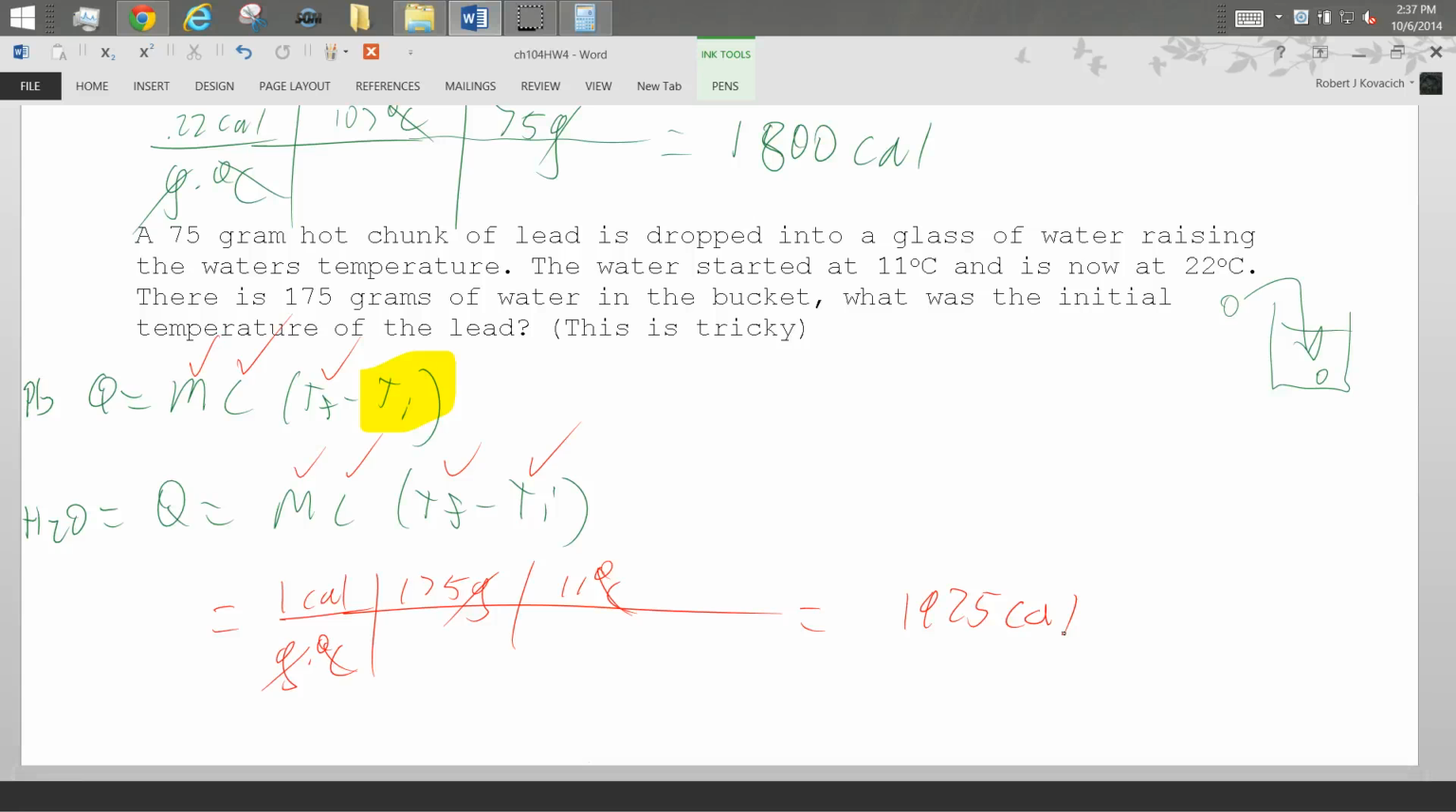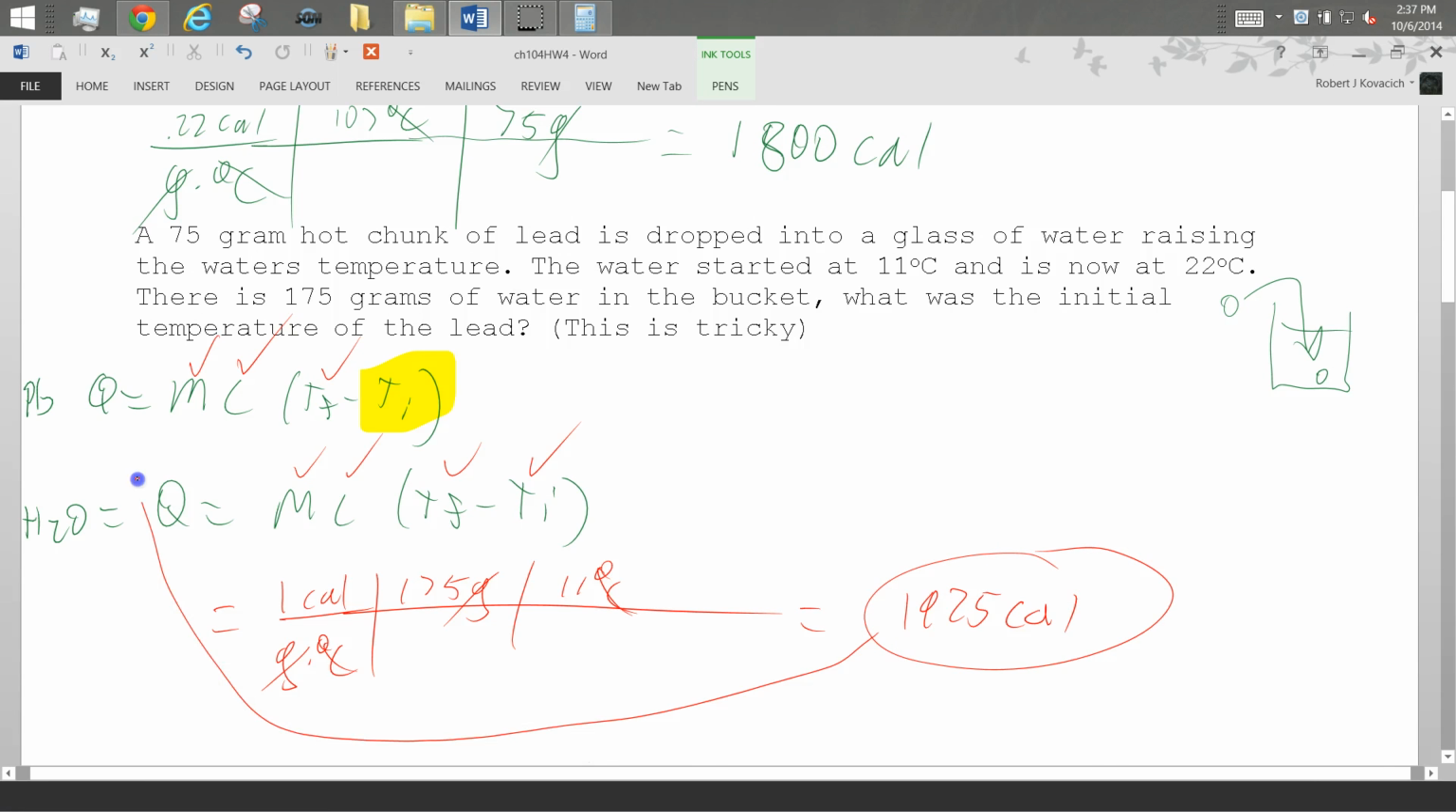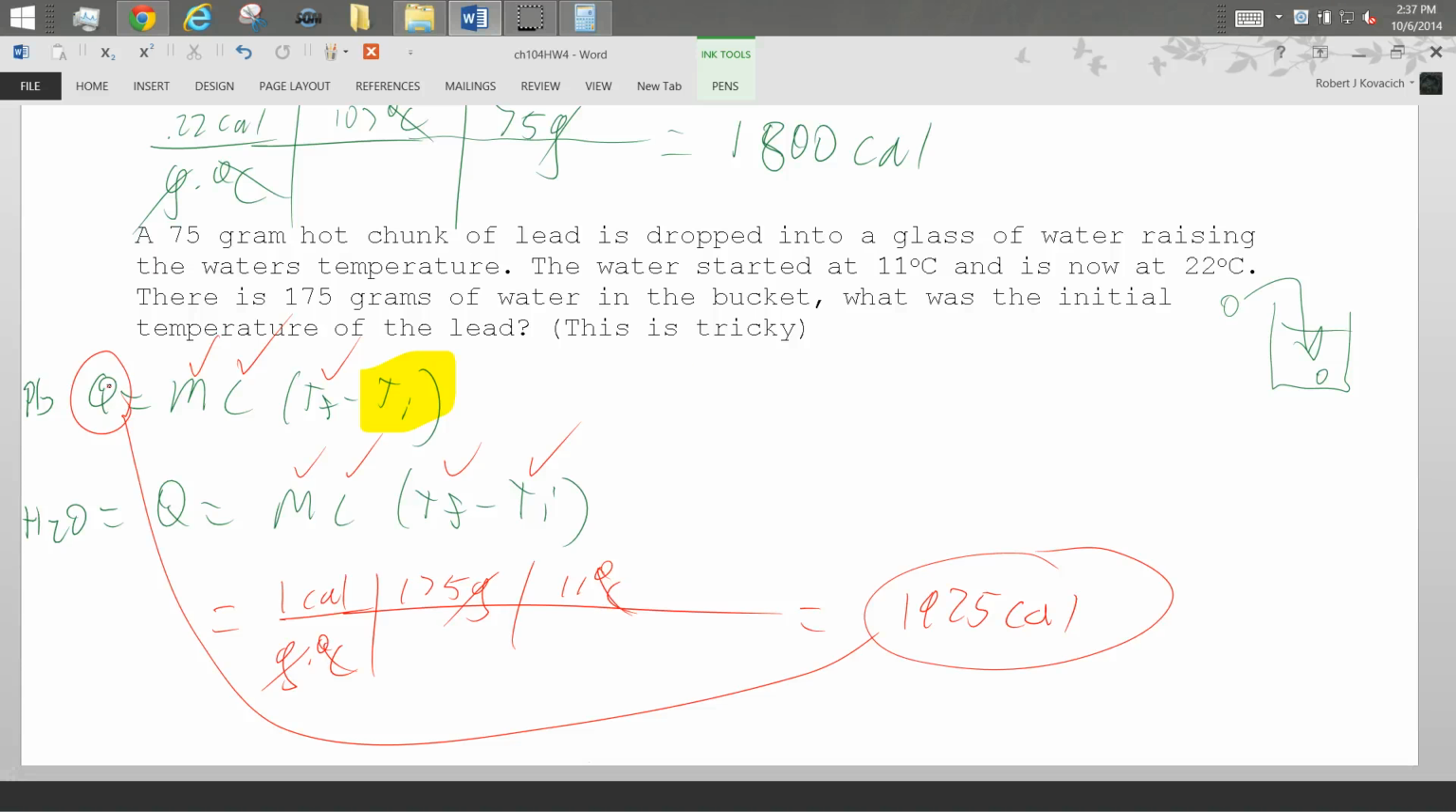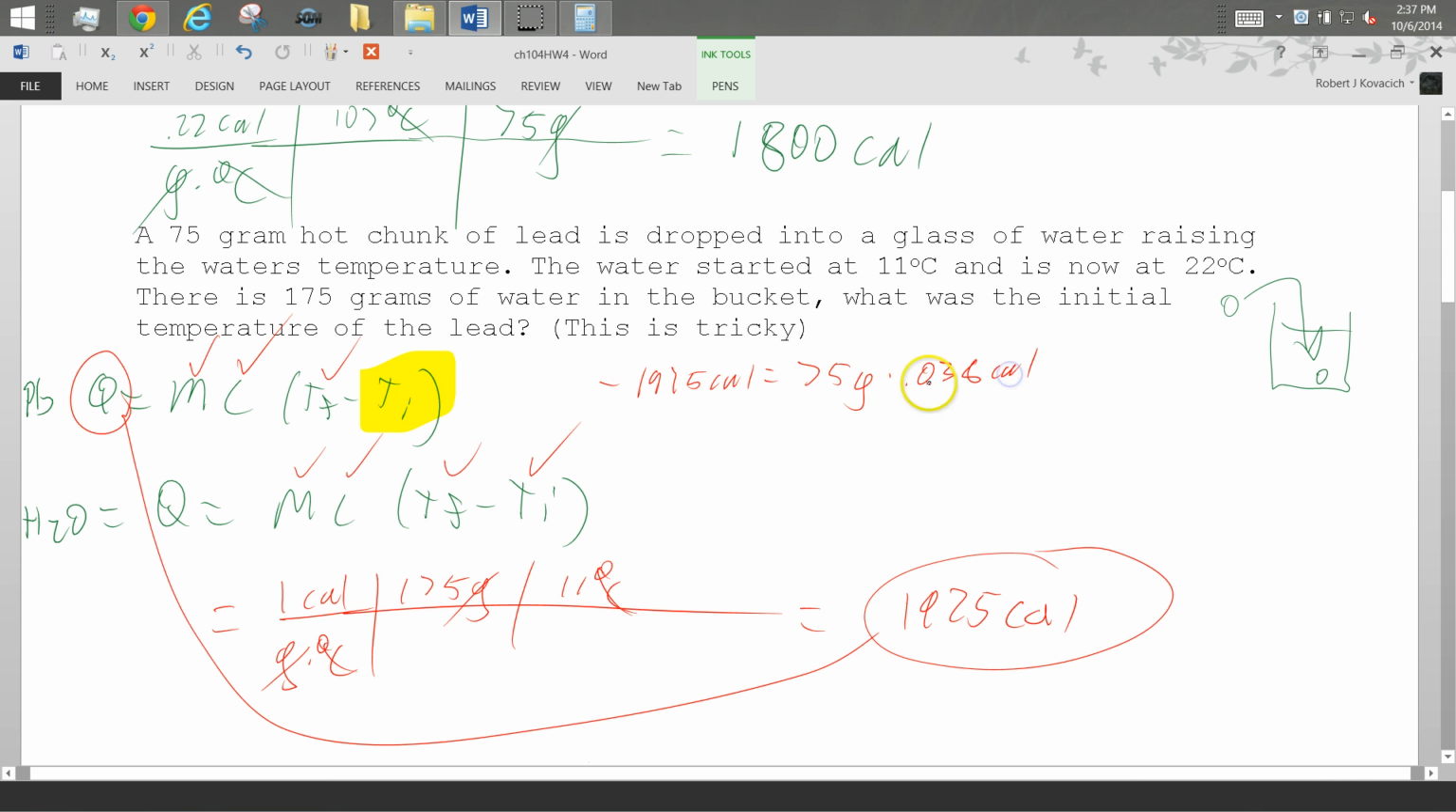That is the amount of energy that the water absorbed. What does that also tell us? That's how much the lead gave off. That's how much the lead gave up. So this Q value right here goes right here with the lead. What's the sign of the change? It's a negative value. So I can write negative 1925 calories equals 75 grams times 0.038 calories per gram degree C times 22 degrees Celsius minus temperature initial.